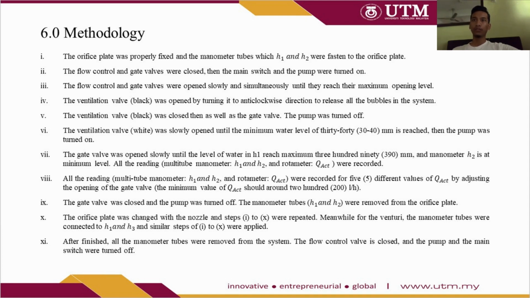All the readings of multi-tube manometer H1 and H2 and the rotameter were recorded for 5 different values of actual flow rate by adjusting the opening of the gate valve. Next, the gate valve was closed and the pump was turned off. The manometer tubes were removed from the orifice plate.